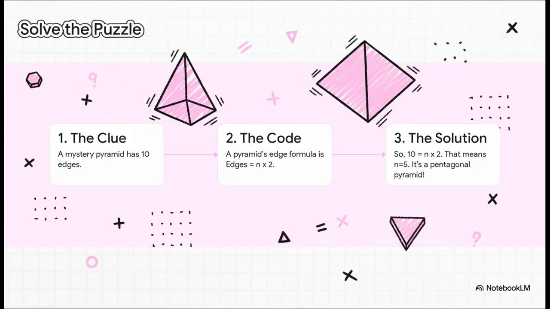So what is it? Well, we just pull out our secret code. For any pyramid, we know the number of edges is n times 2. So if 10 equals n times 2, a little quick math tells us that n must be 5. And a 5-sided base is a pentagon. Case closed. It has to be a pentagonal pyramid. See how powerful those codes are?